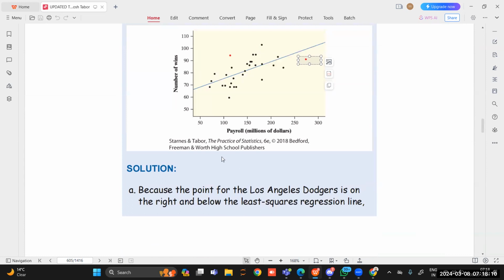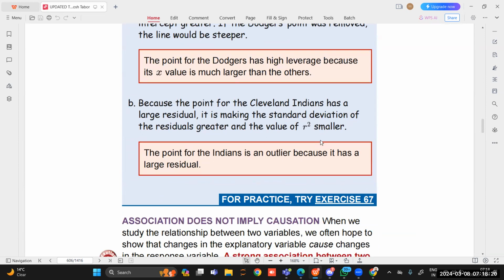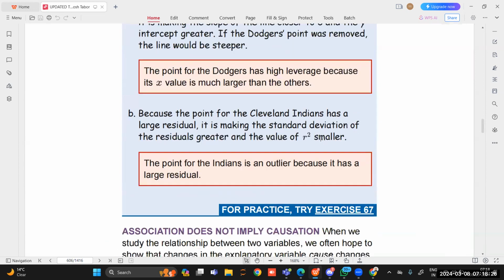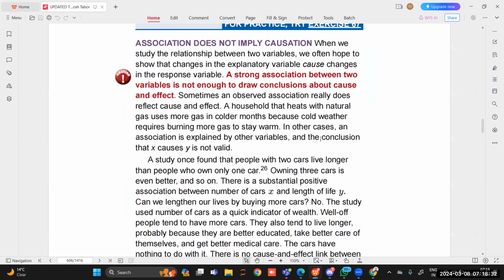This one, this red one that I have marked here. And here its residual is more, it is far away from the line. So it will generally decrease the R squared also, because the point for the Cleveland Indians has a large residual, making the standard deviation of the residuals greater and the value of R squared smaller. So this will be treated as an outlier. Is it clear? Yeah.